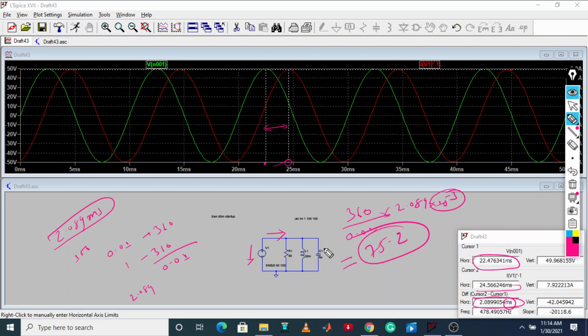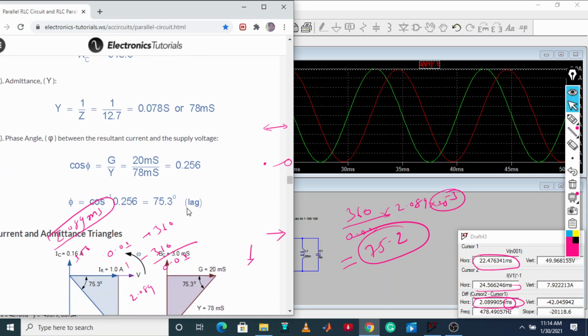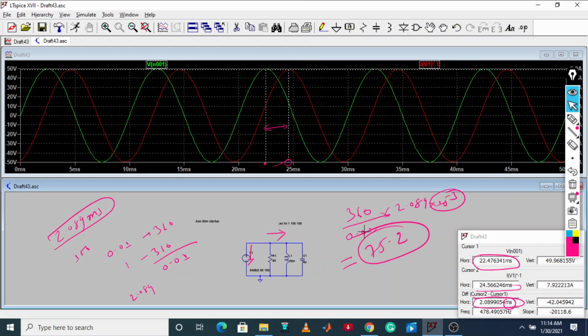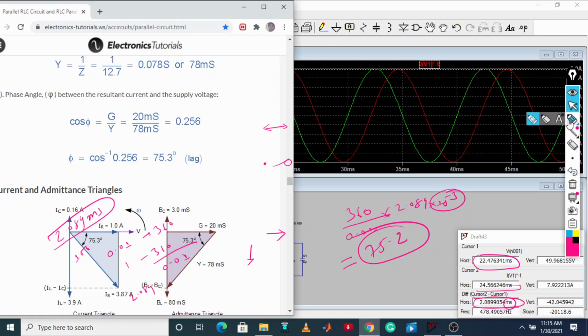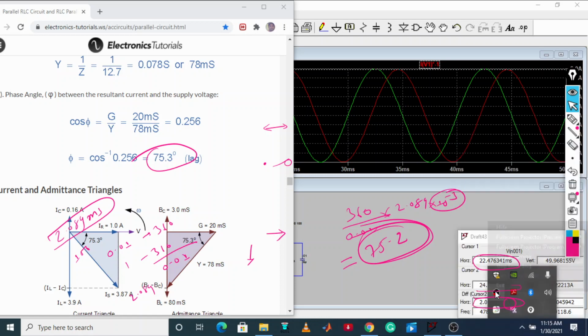Now what angle had we seen? Now it was 75.3. This is the angle that we were talking about, and this is the angle that we got. Now both the angles are the same. So this is how the RLC operation is done in the LTSPICE simulator. This is all about the RLC circuit.